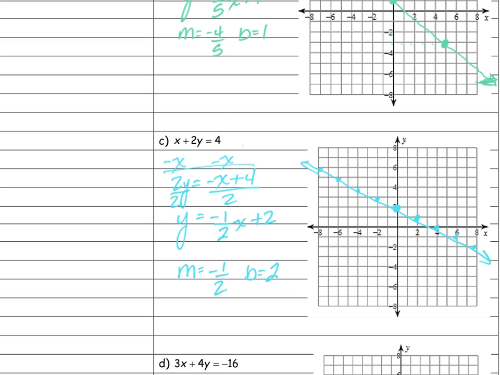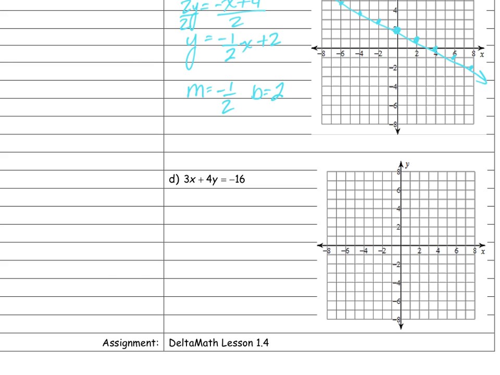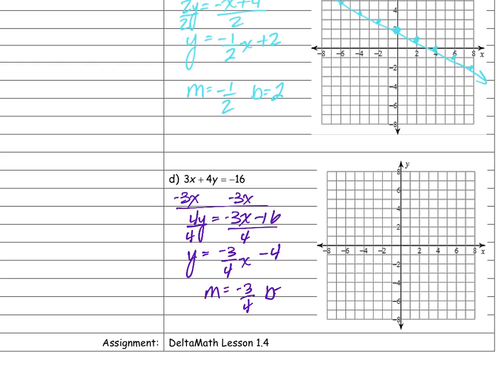Okay, so the last one is right here. It looks like most of you have got at least solving for y down. Good job. So subtract 3x. So I've got 4y equals -3x minus 16. Divide by 4. y equals -3/4 x minus 4. And then my slope is -3 over 4, and my y-intercept is -4.